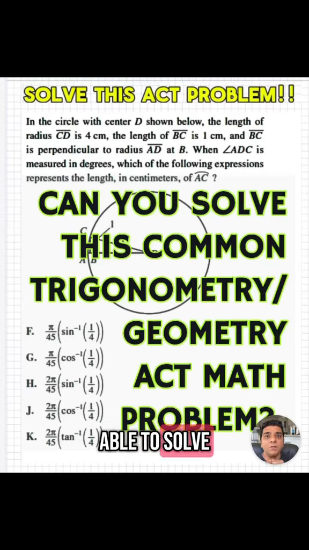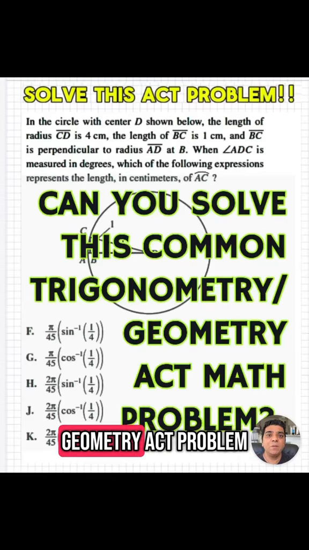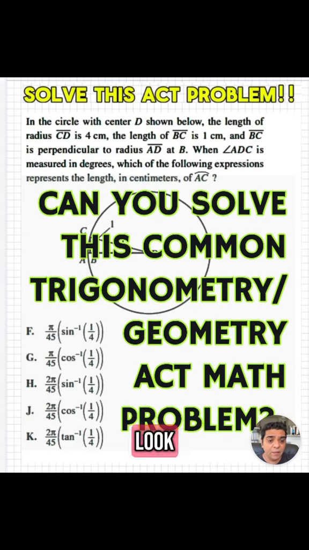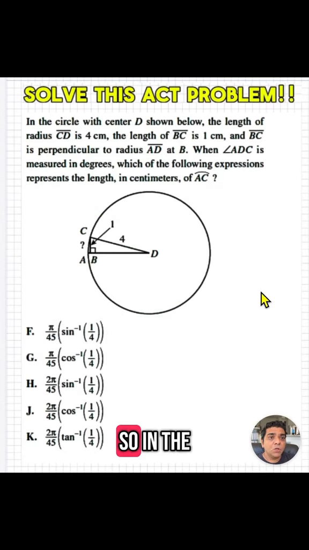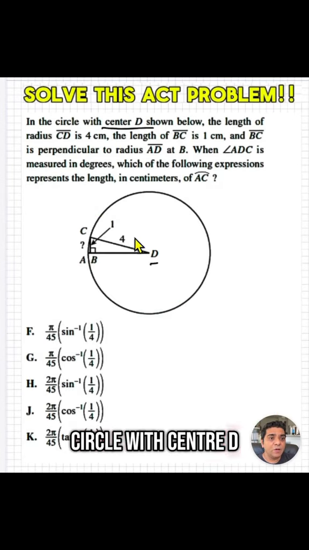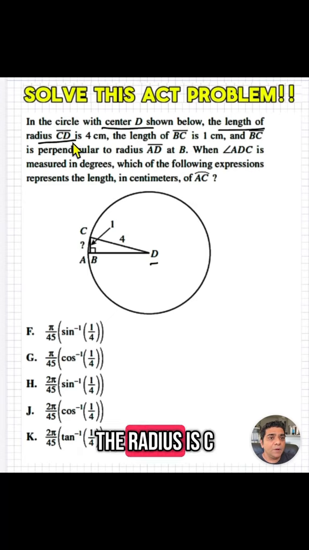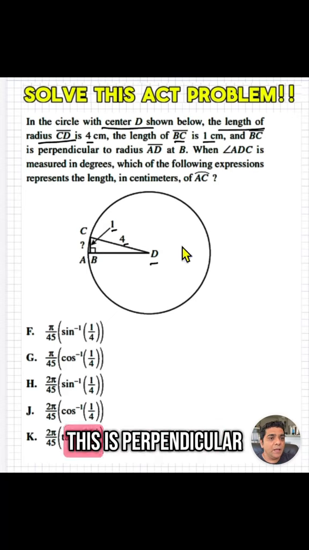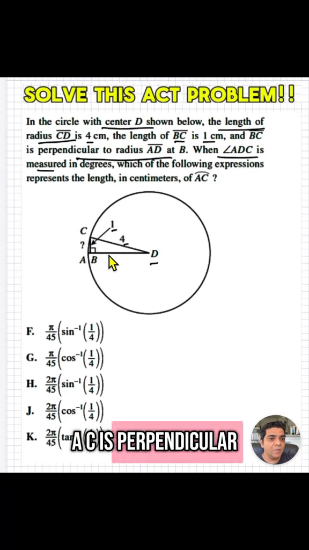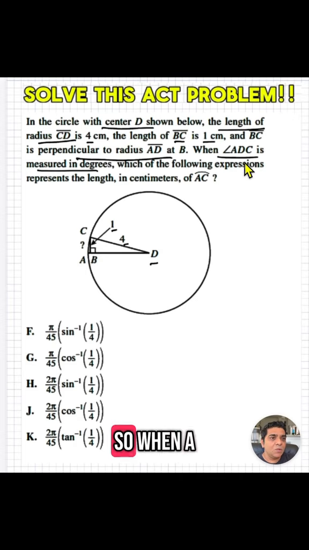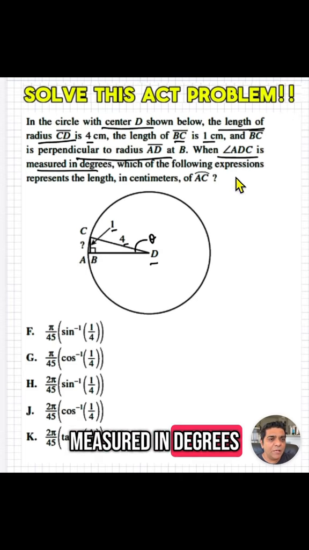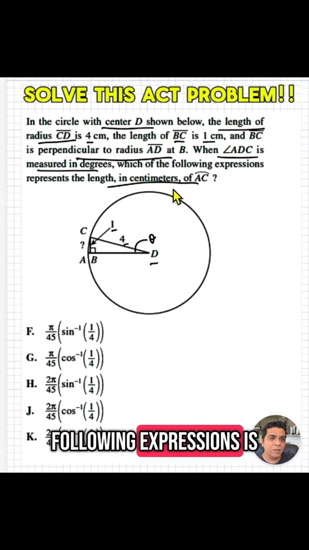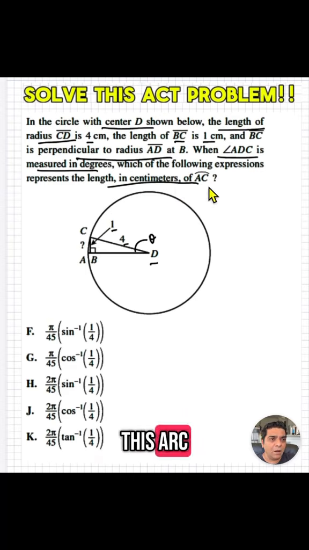We should be able to solve this common trigonometry geometry ACT problem. Let's take a look. So in the circle with center D, the length of the radius CD is 4, the length of BC is 1 centimeter, this one, and AC is perpendicular to AD. So when ADC is measured in degrees, which of the following expressions is the length of this arc, which is AC?